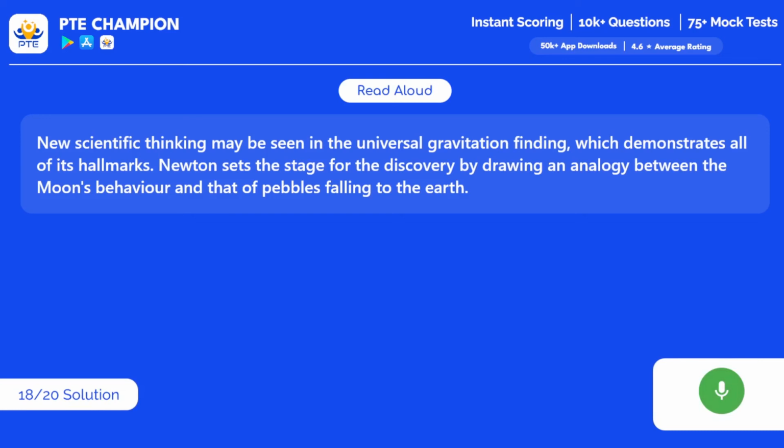New scientific thinking may be seen in the universal gravitation finding, which demonstrates all of its hallmarks. Newton sets the stage for the discovery by drawing an analogy between the Moon's behavior and that of pebbles falling to the Earth.